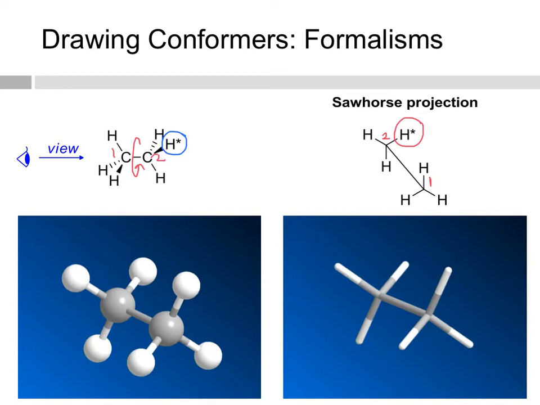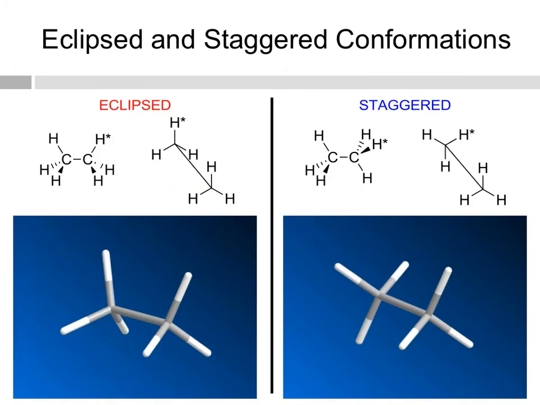In the 3D visualization, you can see this is a stick model, and so again, this is carbon 1, this is carbon 2, this is your asterisk hydrogen. In the ball and stick model, this is carbon 1, this is carbon 2, this is your asterisk hydrogen. Now let's compare those two conformers.